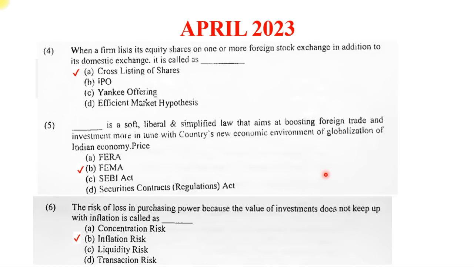Next, when a firm lists its equity shares on one or more foreign exchanges, in addition to its domestic exchange, it is called cross-listing of shares. Dash is soft, liberal, and simplified law that aims at boosting foreign trade and investment, more in tune with the country's new economic environment of globalization of the Indian economy. The answer is FEMA. The risk of loss in purchasing power because the value of investment does not keep up with inflation is called inflation risk.